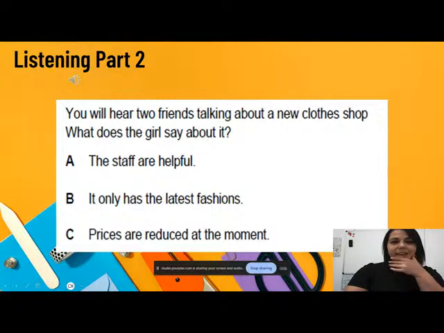Okay, any ideas about this one? She did mention something about the prices. She mentioned something about the latest fashions. But that's not what she said overall. That wasn't the most important thing. She said that the assistants were helpful. The assistants means the staff, which would give us letter A. Well done if you got that, even if you didn't write it in the chat. I'm sure you got it in your brain.